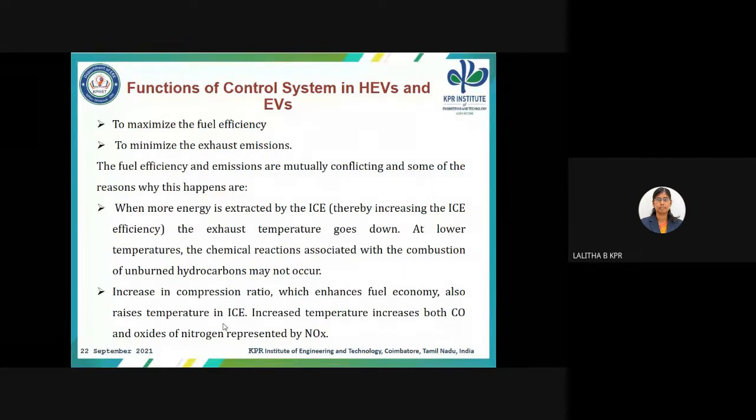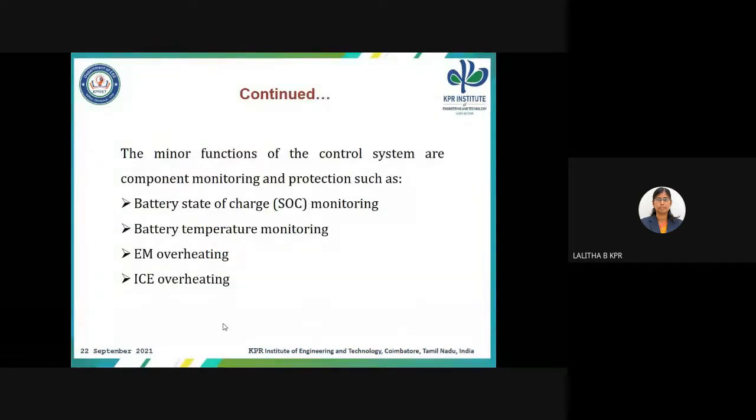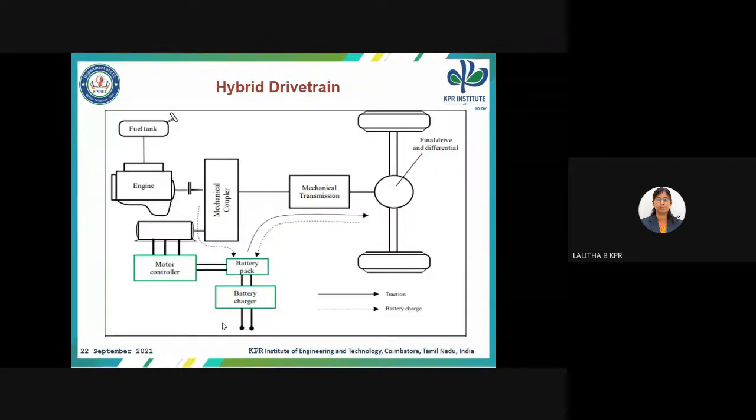So fuel efficiency and emissions are mutually conflicting, but we have to maximize the fuel efficiency and minimize the exhaust emission by use of a controller in the electric vehicle. Some of the minor functions that can be carried out by the control system are listed here. The first is battery state of charge monitoring. Next, battery temperature monitoring, electric motor overheating and IC engine overheating. These are the minor functions carried out by the control system.